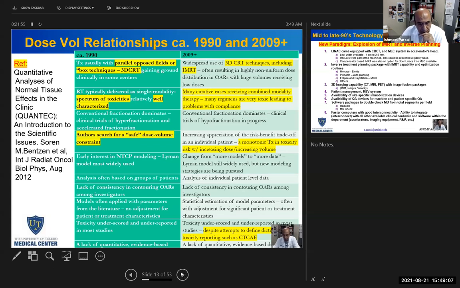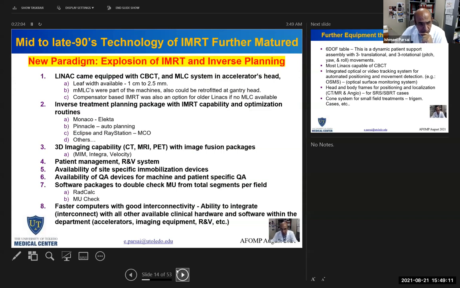So by the mid to late 90s, the technology of IMRT further matured. A lot of sites began acquiring the needed equipment to do real IMRT, meaning being able to modulate the beam by creating leaves or blocks in the path of the beam where a critical structure was in that ray trace. Linacs came equipped with cone beam CT, which provided imaging, and a multi-leaf collimation system in the accelerator head, rather than being retrofitted or rather than just the cone system. The leaf widths available were from 1 cm down to 2.5 millimeters. And then the miniature multi-leaf collimators were also part of the machine, not necessarily being retrofitted to the head of the gantry. Compensator-based IMRT also became available.